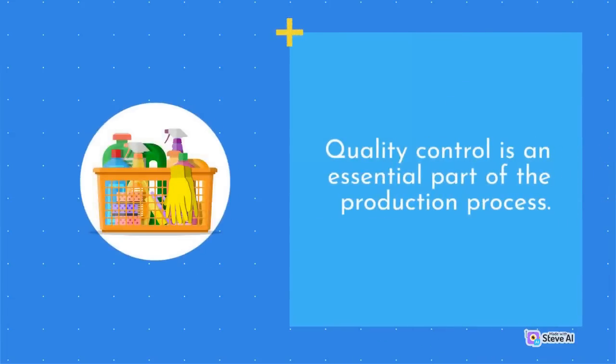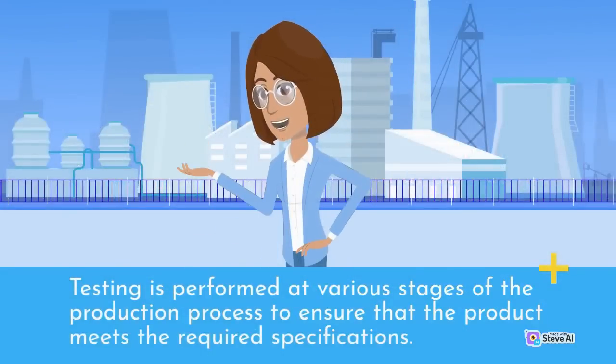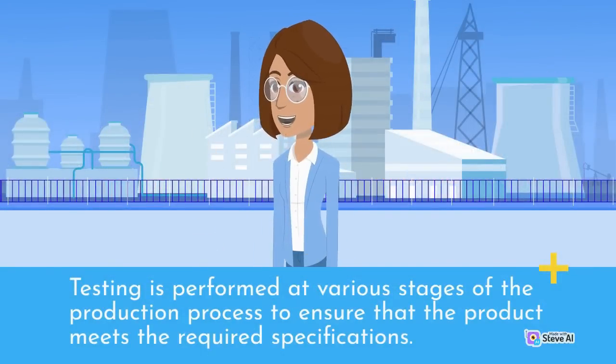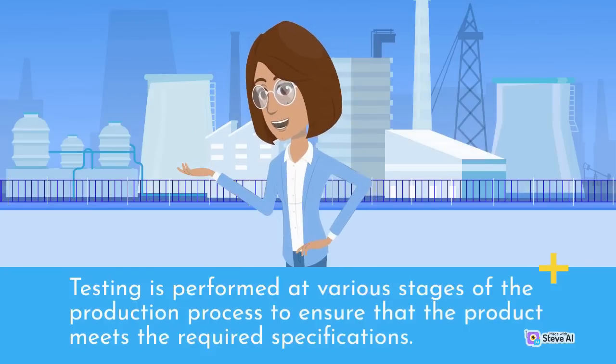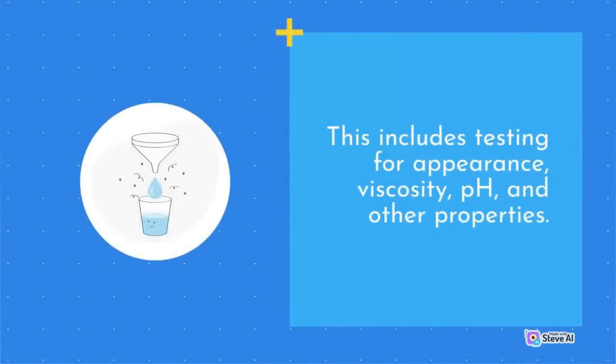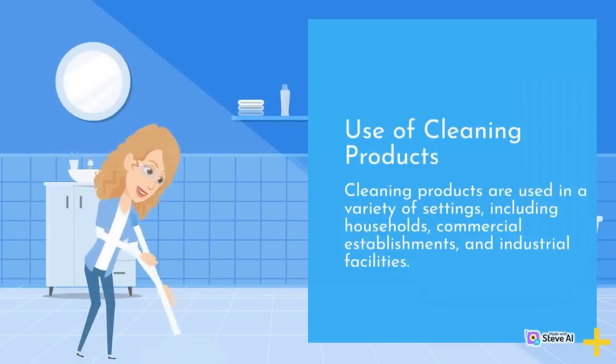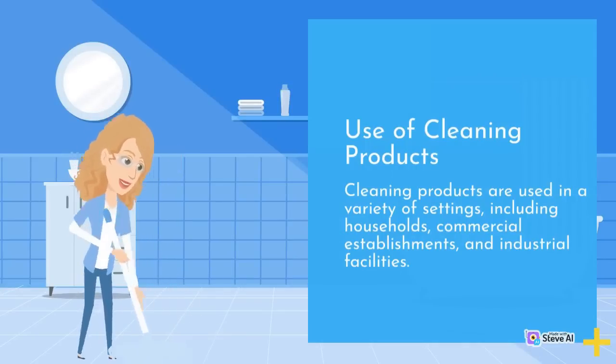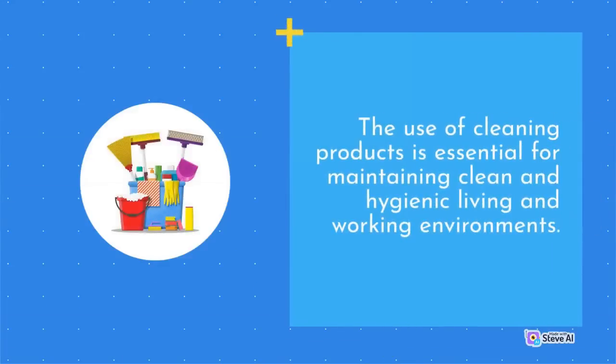Quality control is an essential part of the production process. Testing is performed at various stages of the production process to ensure that the product meets the required specifications. This includes testing for appearance, viscosity, pH, and other properties. Use of cleaning products. Cleaning products are used in a variety of settings, including households, commercial establishments, and industrial facilities. The use of cleaning products is essential for maintaining clean and hygienic living and working environments.